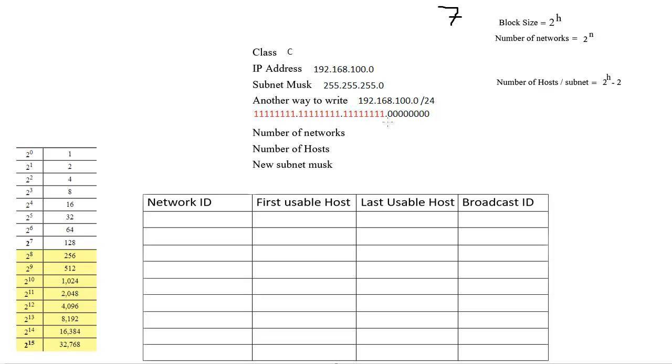So we always take network bits from left to right and host bits from right to left. So we need 3 network bits. I take 1, 2, 3 and I draw a line here. So these 3 network bits are now going to be used for network, so they will be changed to ones.